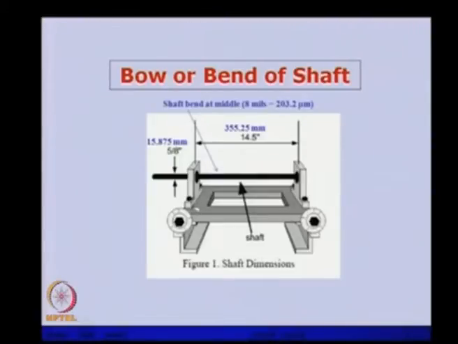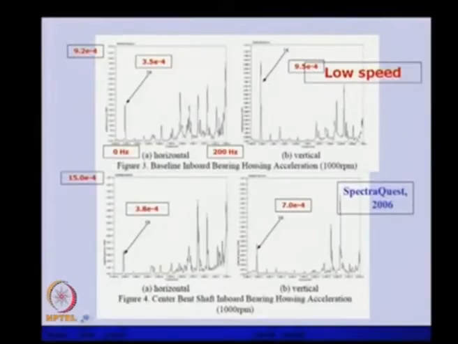So, this is a typical test rig in which there are bearing blocks and a shaft, and we can introduce a bow in this particular shaft. That means we can introduce a permanent bend, rotate the shaft with a motor, and then measure the vibrations at some location on the shaft. These vibrations have been measured at the bearing block through an accelerometer.